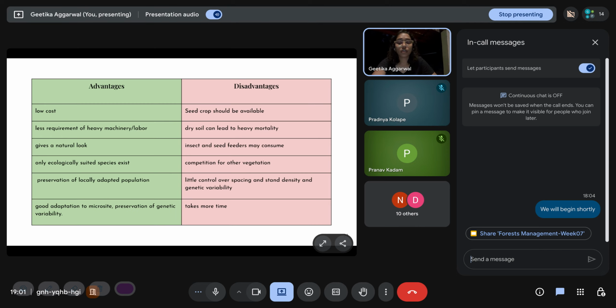You don't have control over the genetics. So you might want to plant trees which are better adapted towards, say, drought conditions or towards insect infestations, but you can't do that with natural regeneration. And it takes more time because you're leaving it up to nature. You're not doing it fatafat by using machines and all of these things. So it takes more time.